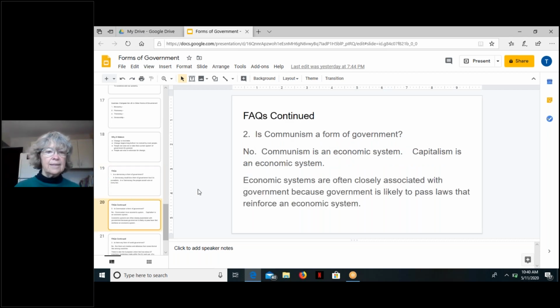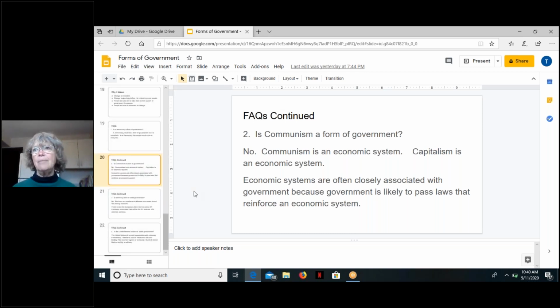Another question is: is communism a form of government? And I think at least we hear a lot of that as being interchangeable. Communism is a form of government. Well, it's not. It's an economic system. Capitalism is an economic system.